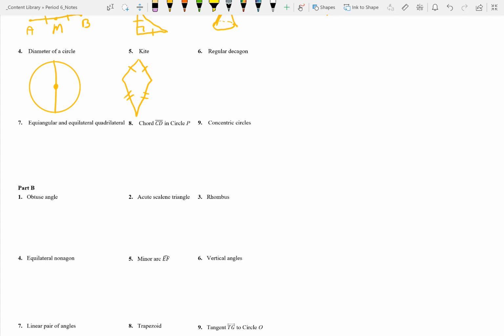Oh, okay. Equiangular and equilateral quadrilateral. So this quadrilateral is equiangular and equilateral. So it looks about like this, where all the sides are congruent and all the angles are congruent. So this is the same thing as a regular quadrilateral. It's also a square. Then a chord CD on circle P, right? So here is circle P, and here's a chord from C to D.